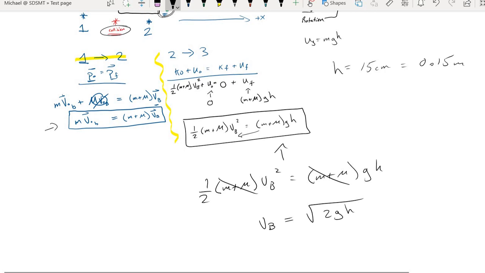and we'll go ahead and plug in the value of h, which was 0.15, times gravity times 2. We will square root that, and we get a velocity of 1.716.